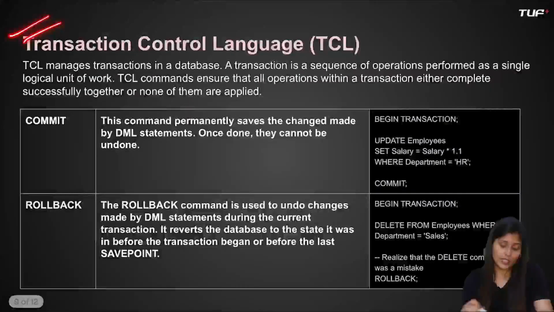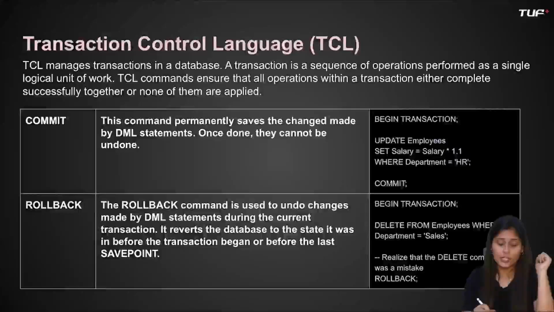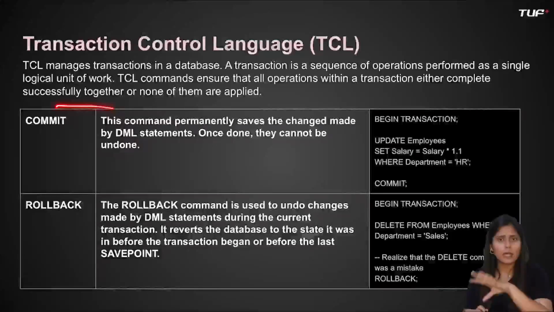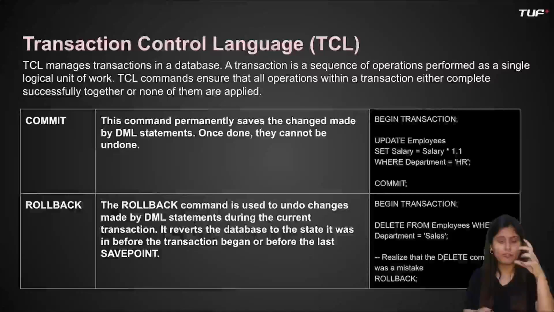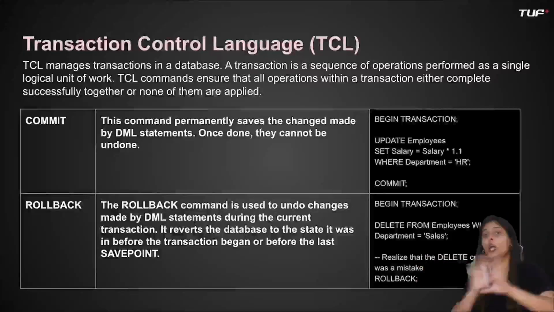Next is transaction control language. Here it manages transactions in a database. A transaction is a sequence of operations performed as a single unit of work. TCL commands ensure that all operations within a transaction are either completed successfully or none of them are applied. This is what we saw in the ACID properties also, the first property of ACID, which is atomicity. It means either all will be done or nothing will be done.